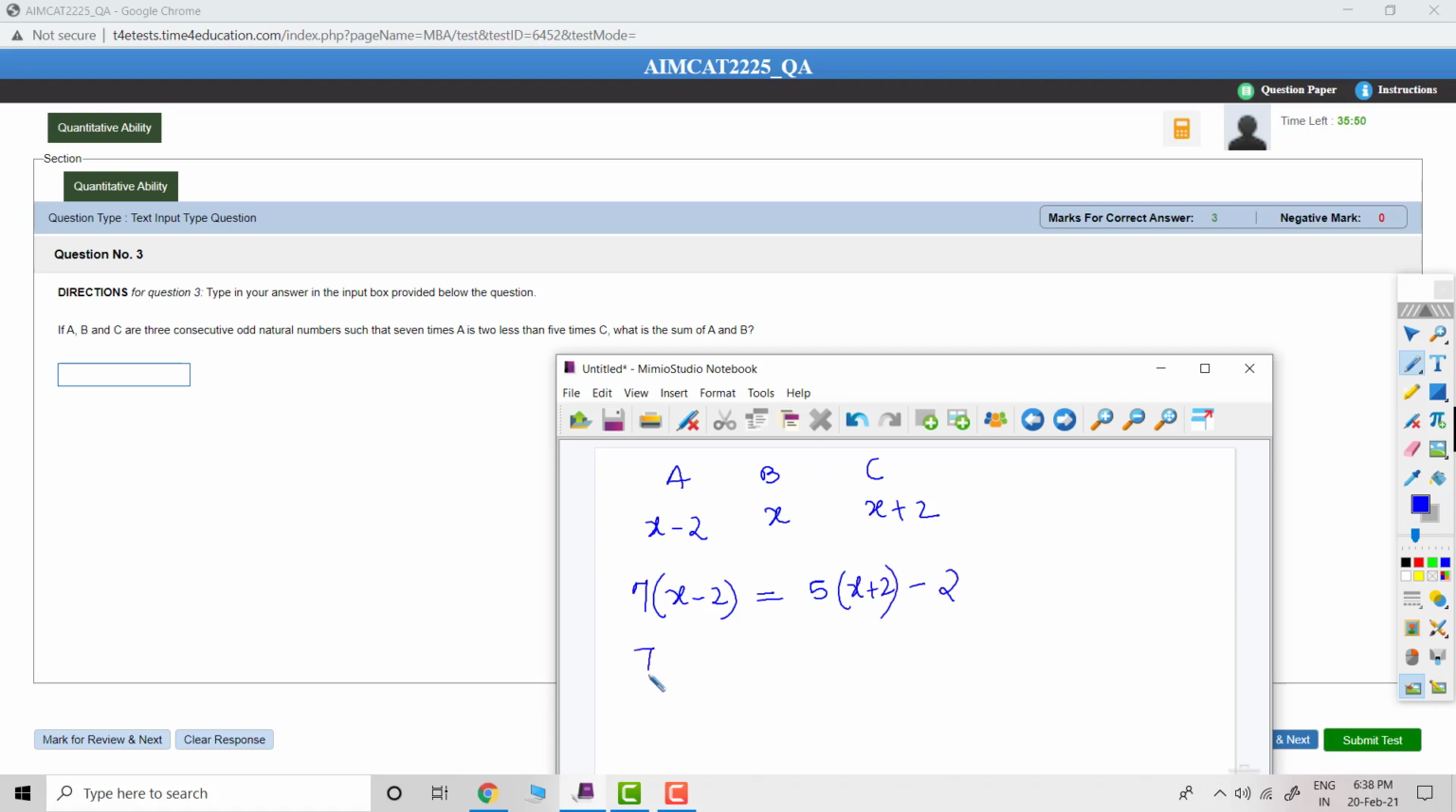Let's solve this equation. 7x minus 14 is equal to 5x plus 10 minus 2. If we solve this, we will get 2x is equal to 24 minus 2, 22. So x is equal to 11.